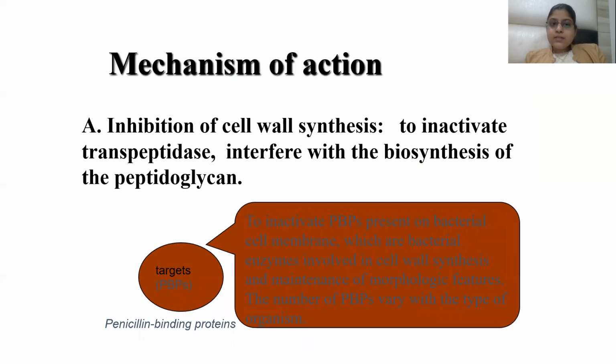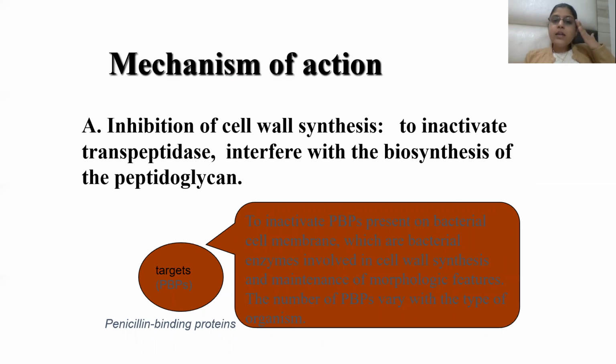Inhibition of cell wall synthesis: they inactivate transpeptidase and interfere with the biosynthesis of peptidoglycan. They also inactivate penicillin binding proteins present on the bacterial cell membrane, which are bacterial enzymes involved in cell wall synthesis and maintenance of morphological features. The number of penicillin binding proteins varies with the type of organism. These penicillin binding proteins get inactivated. These are the enzymes involved in cell wall synthesis.